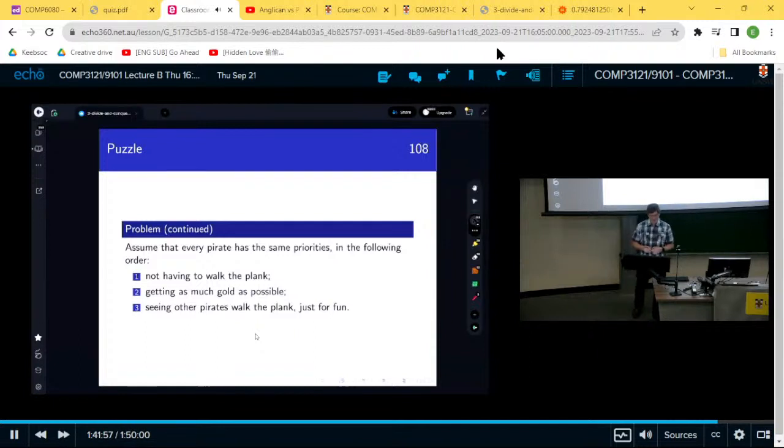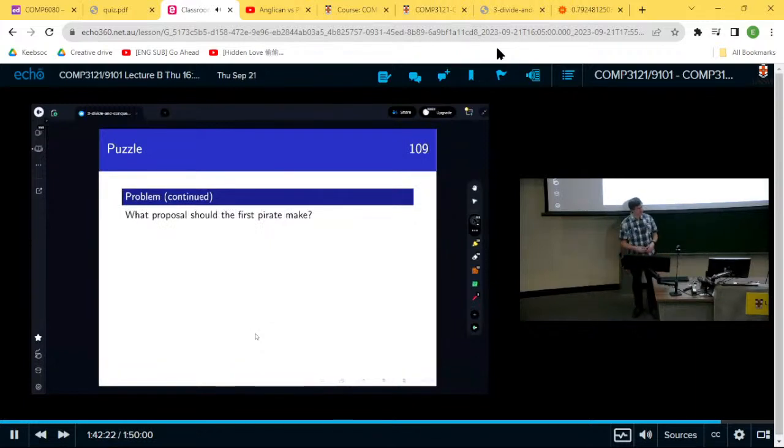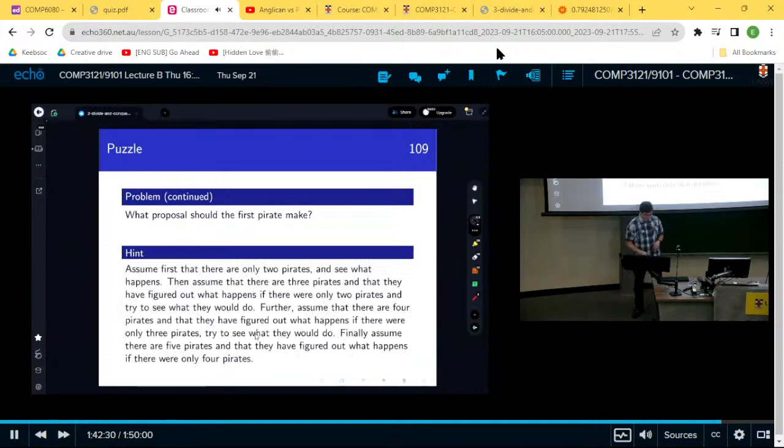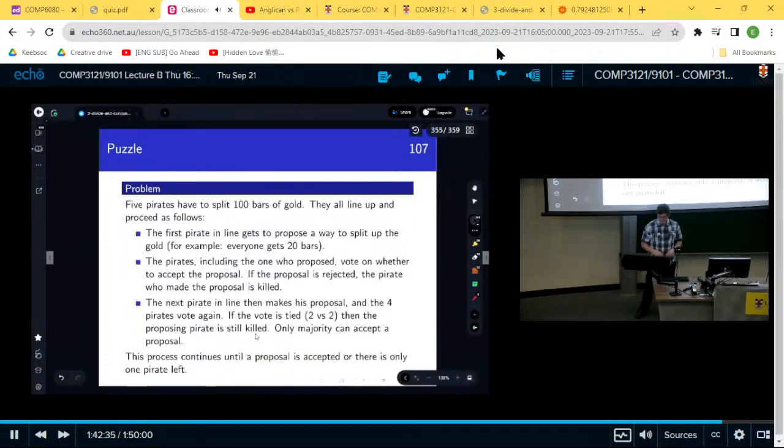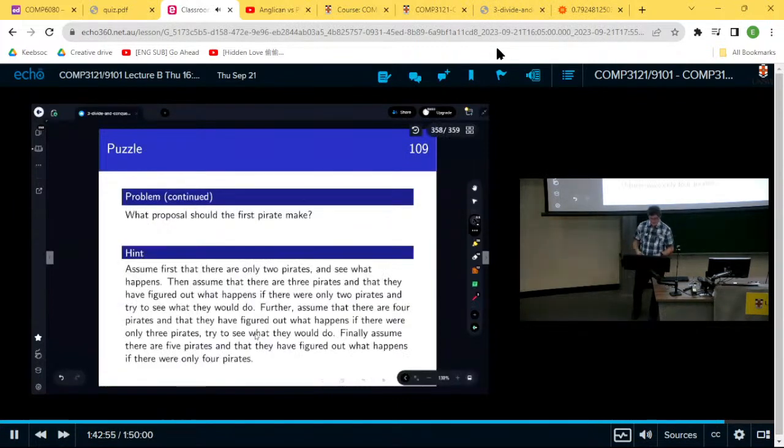And we assume that every pirate has the same priorities in the following order. First is not being killed. Second is getting as much gold as possible. And third, seeing other pirates get killed. This might also increase their share of the gold, or it could be just for fun. So the question is, what proposal should the first pirate make? Well, you could ask, wouldn't the other pirates kill the first pirate anyway because they might increase their own share? But then it becomes riskier that they are killed themselves. So it's some kind of balancing act that they need to think about.